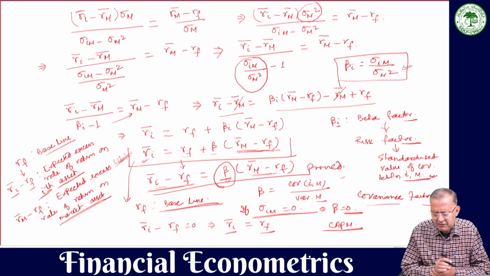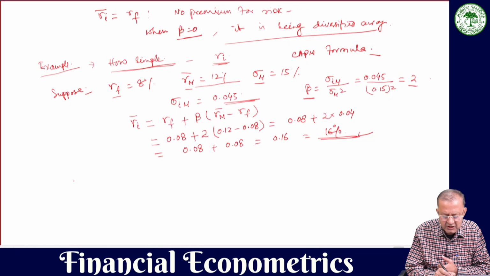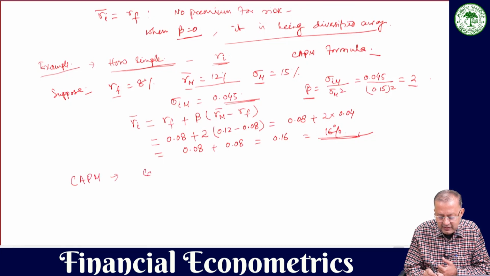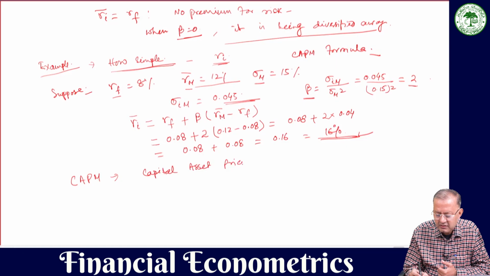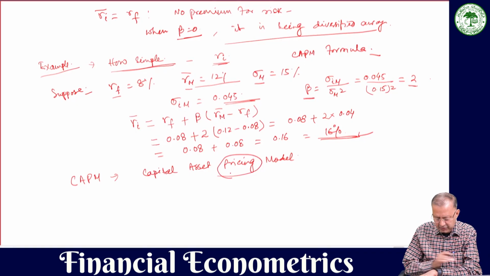Now in all these formulas, what do we find? The name of this model is the capital asset pricing model. What is this term? The term is the pricing model.